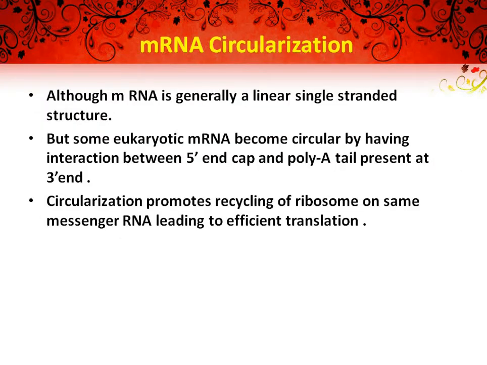Now, usually you see the mRNA is linear, that is, in the form of a straight line. But sometimes in some eukaryotes, the mRNA becomes circular by an interaction between the 5' end cap and the 3' poly A tail. This circularization of mRNA promotes recycling of ribosomes on the same messenger RNA, leading to efficient translation.